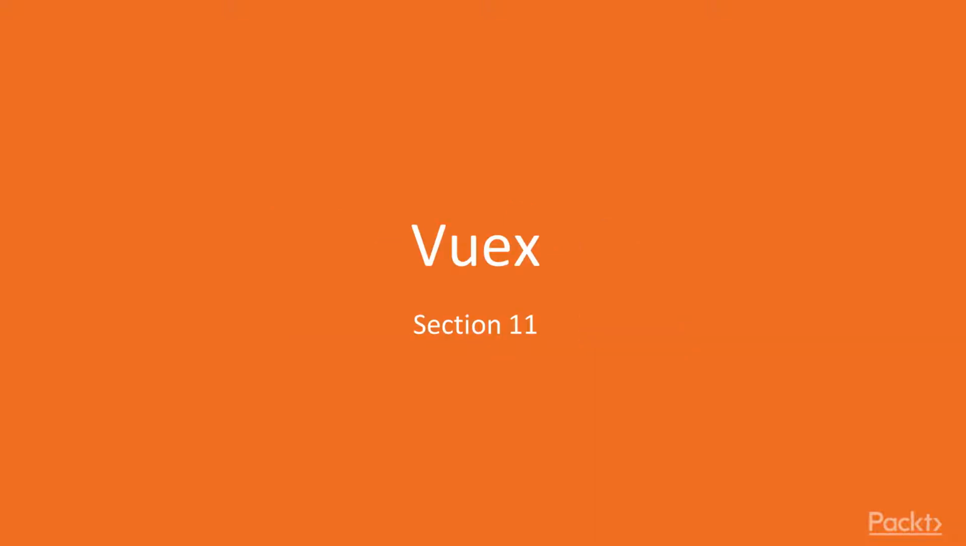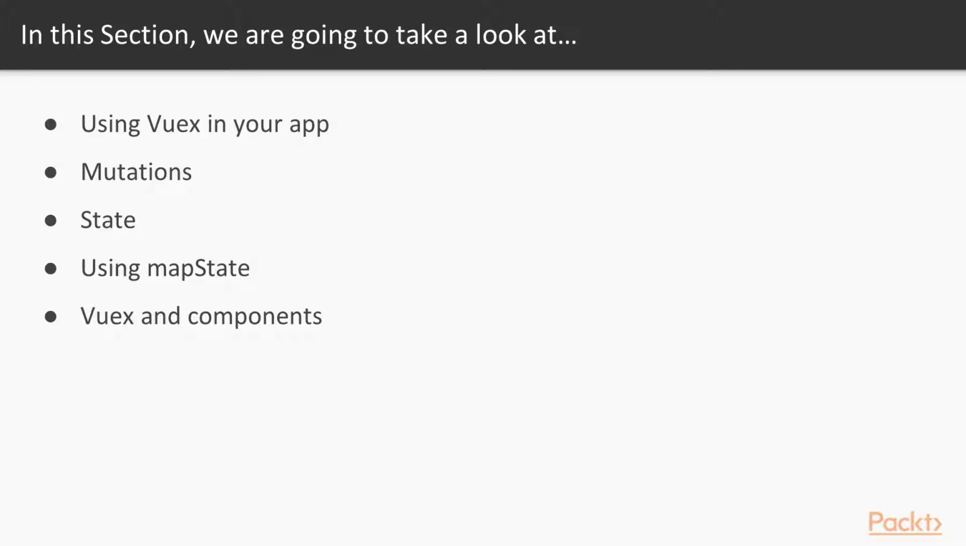Hi and welcome back. In this section we will take a look at how to use Vuex in our application. There are a couple of things we will learn in this section. First, we will learn how to install and use Vuex in our application. Next, we will learn how to commit mutations to update our state. After this, we will learn what the state of our application is, followed by learning how to use the mapState helper. Last but not least, we will learn how to use Vuex in combination with components.